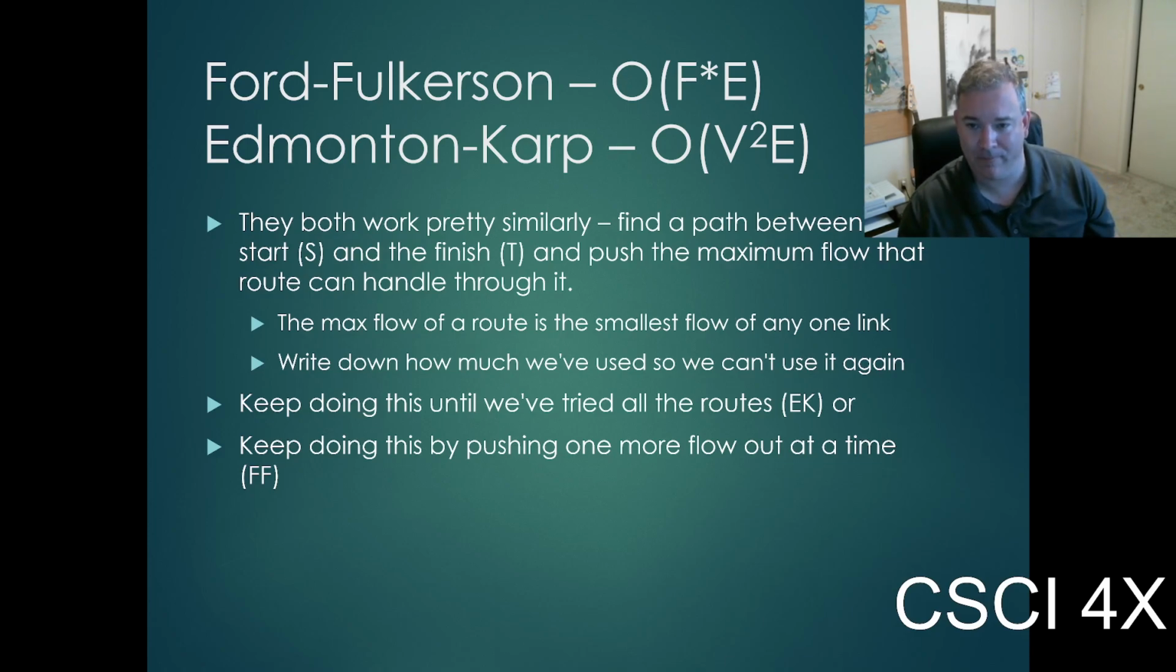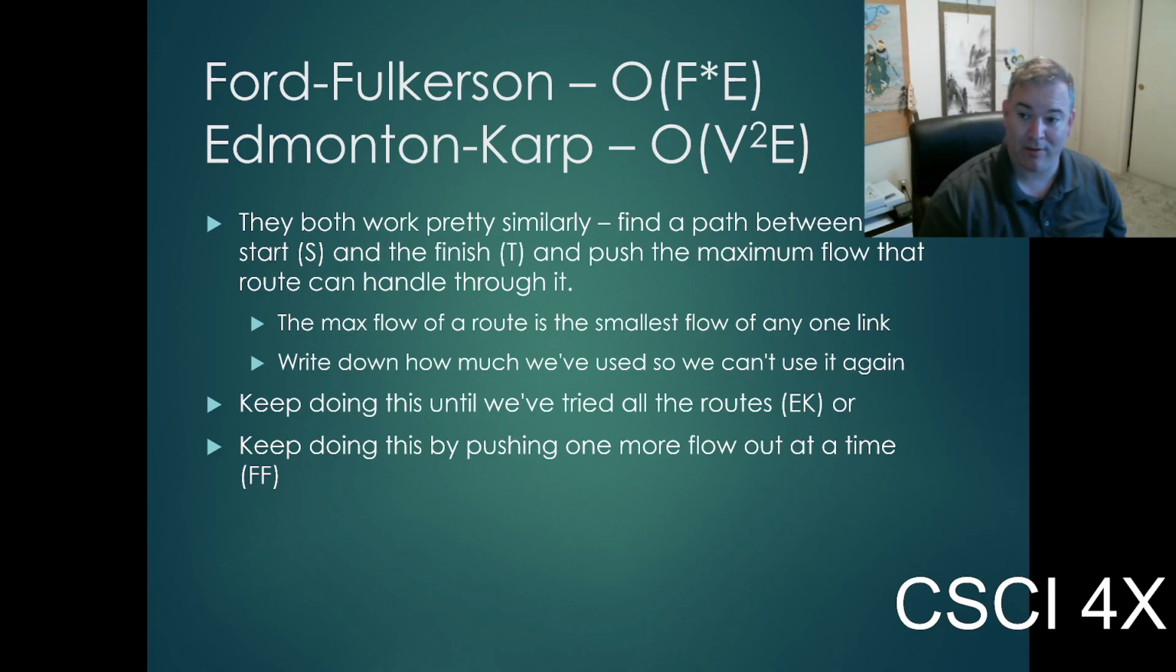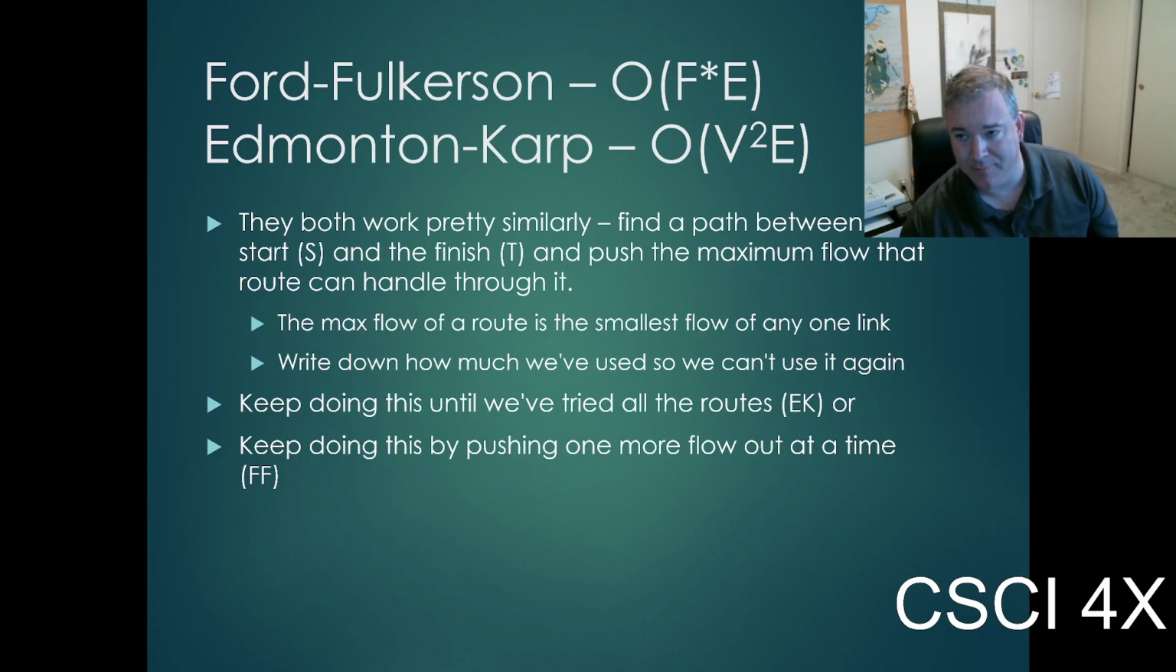Edmonds-Karp runs in order V squared E, which means the square of the vertices times the number of edges, which may or may not be faster than the flow of the graph times the number of edges. So depending on which one it is, it's going to be faster. Okay.